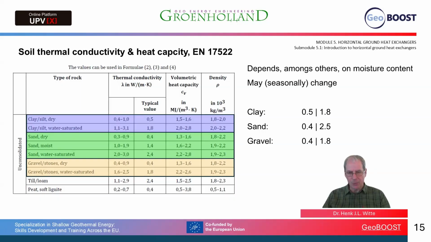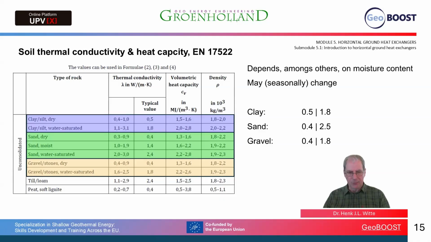For sand, typical values range from 0.4 for dry to 2.5 for saturated environments, and in practice they may even be higher, up to 3.5 or so. For gravel, again, a quite big difference in soil thermal conductivity: 0.4 for a dry situation, and again 1.8 or even higher for saturated situations. So this is for the thermal conductivity.